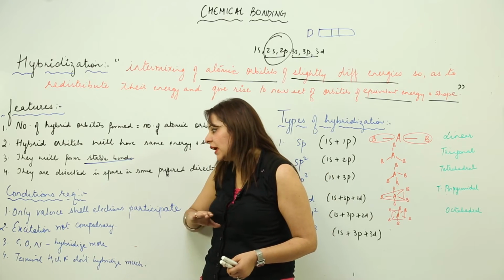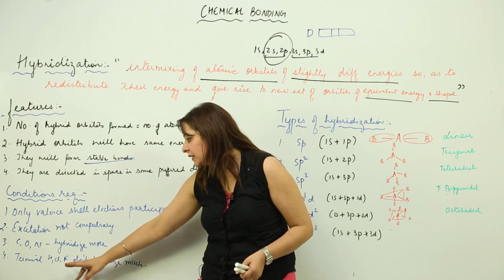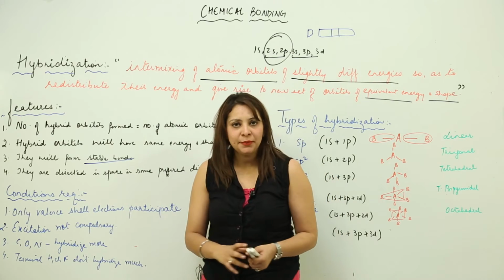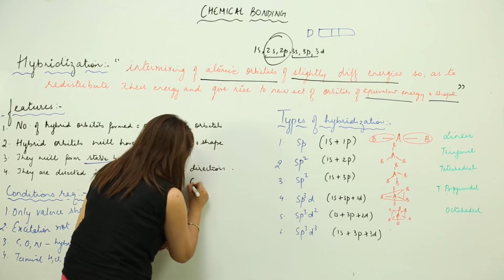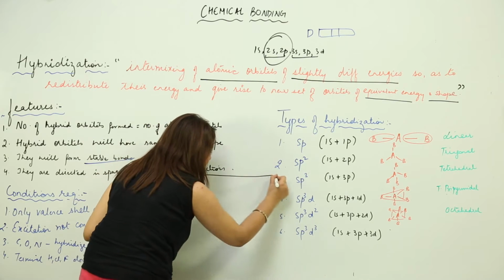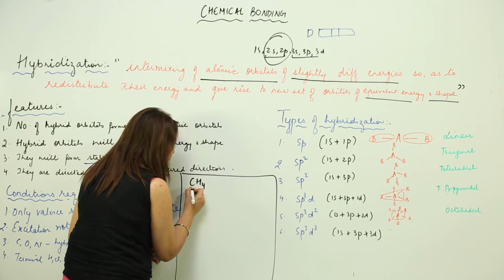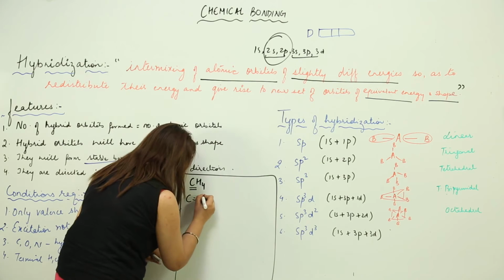And which atoms hybridize more? It is C, O and N, and the terminal H, Cl and F do not hybridize much, right. So let us take an example, then it will be clear. Suppose I have the example of CH4. I am going to show you the hybridization of carbon in this case. So which is my central atom? Obviously C, right.